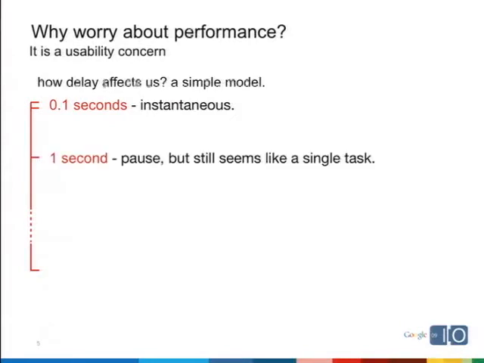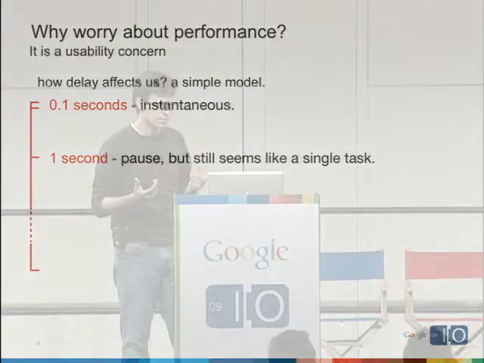Now, the second number is 1 second. So at 1 second, a user notices a pause. However, there's still a nice cause and effect relationship. They click on something and something happens. It's still the same single task. A lot of people say this is the limit at which you should consider giving feedback. If you're going to have something that's going to take longer than 1 second to update, you should consider an extra device for giving feedback in your applications.